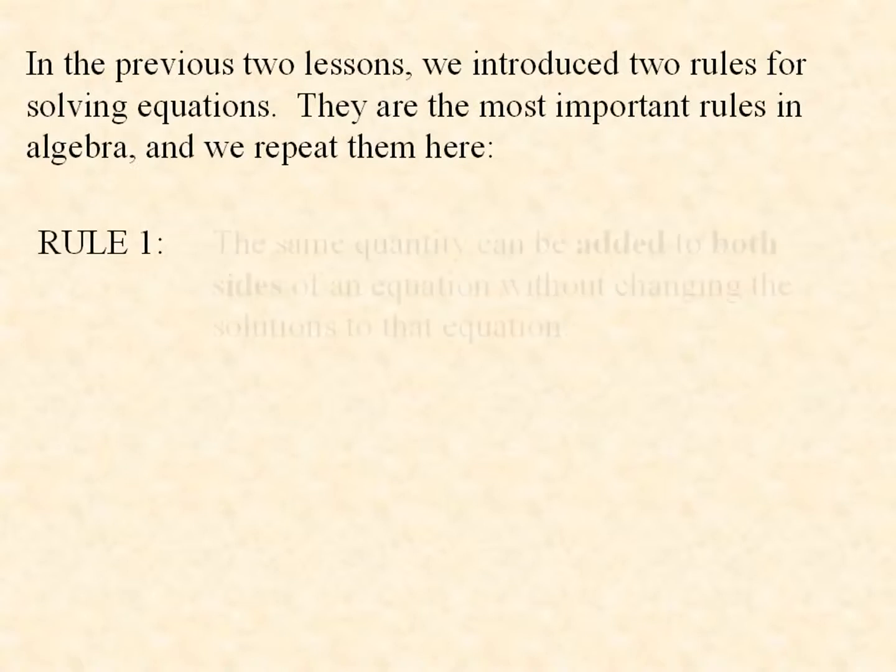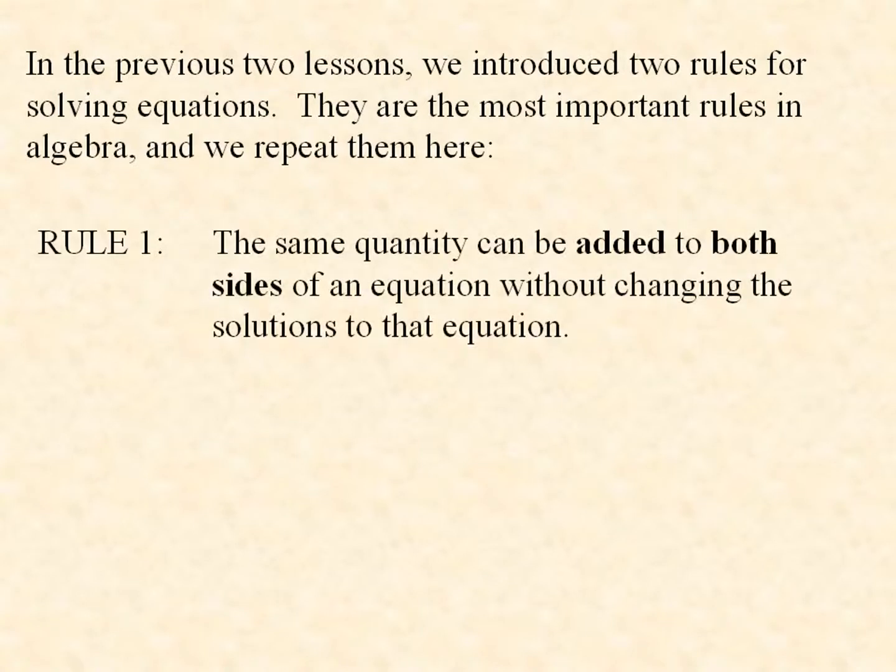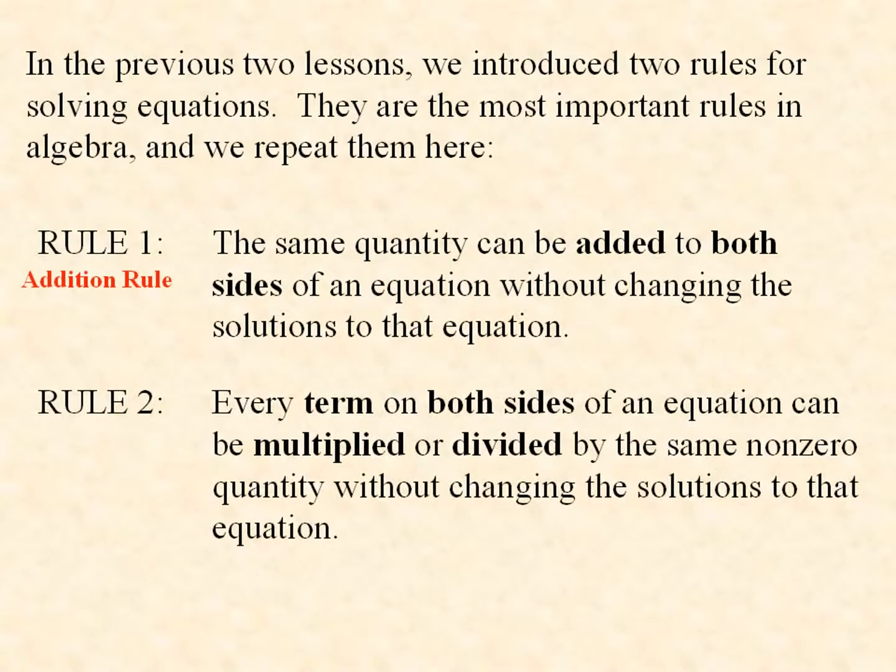Rule number 1, the same quantity can be added to both sides of an equation without changing the solutions to that equation. That's called the addition rule. Rule number 2, every term on both sides of an equation can be multiplied or divided by the same non-zero quantity without changing the solutions to that equation. We call this the multiplication or division rule.